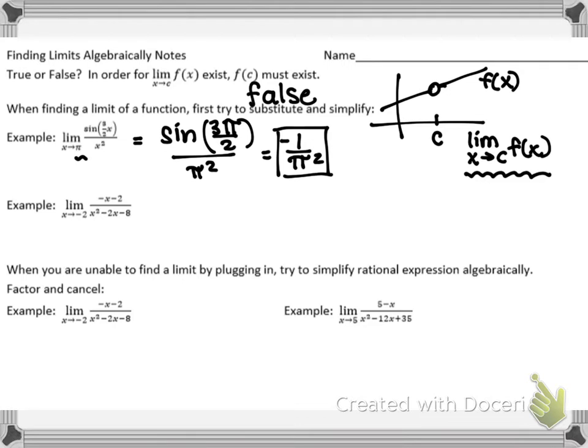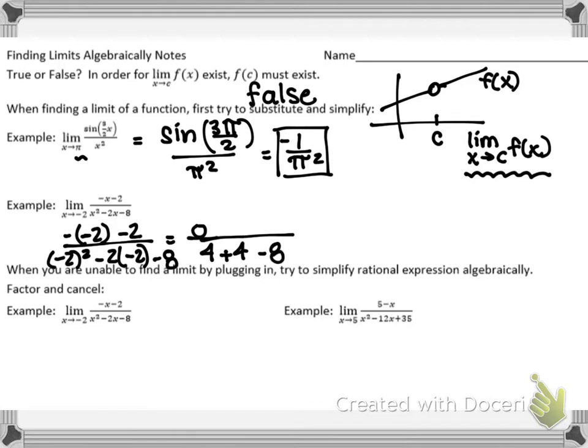So something different is going to happen here. I'm not going to write next to the limit. I'm going to write beneath, and I'm going to plug in that -2. So plugging -2 into the numerator, I'm going to get 0. Plugging -2 into the denominator, I end up with a 4 plus 4 minus 8. So plugging in -2 to the numerator and denominator, I end up with 0 over 0.